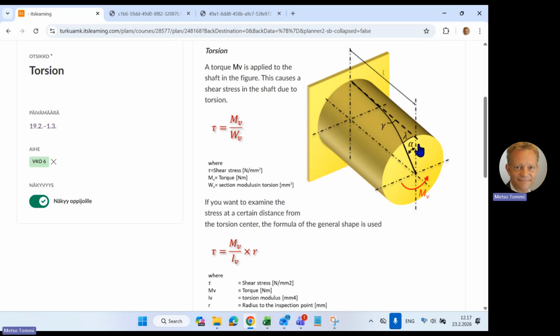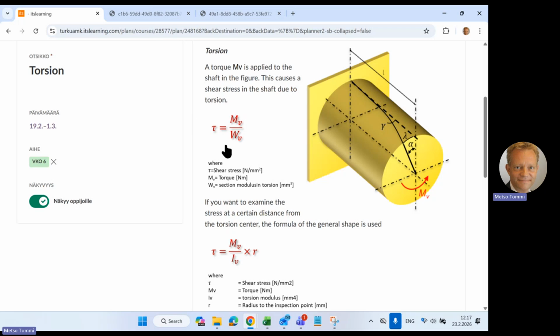And of course, when we twist a shaft, it affects the twist angle in this shaft. And these are the most important calculations that we use when we have this kind of torsion moment.